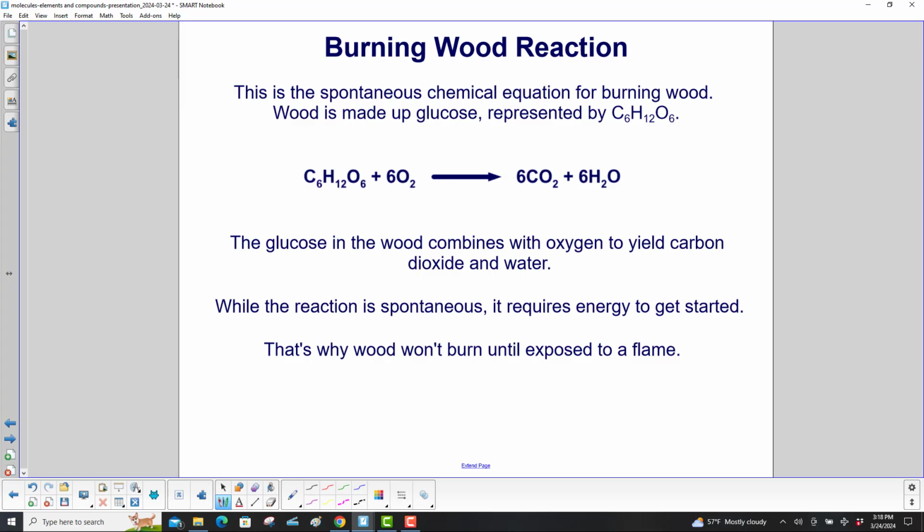We now will have a slightly more complex reaction. This is the burning wood reaction.